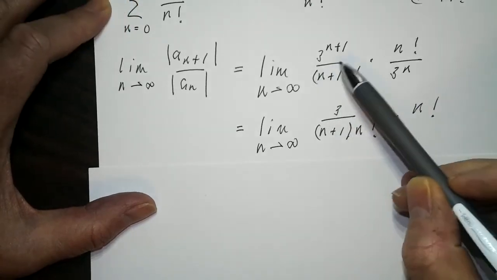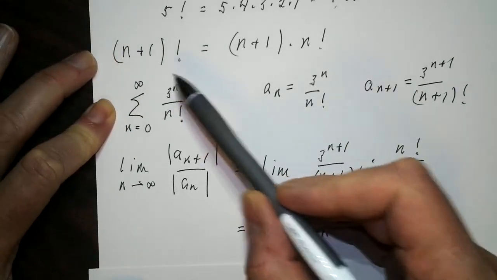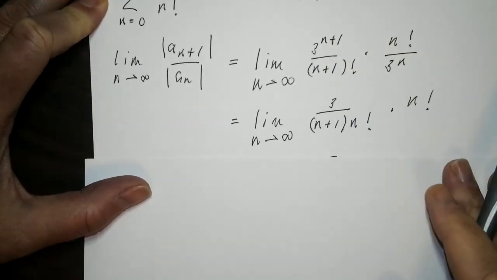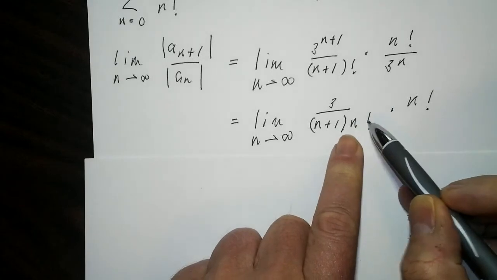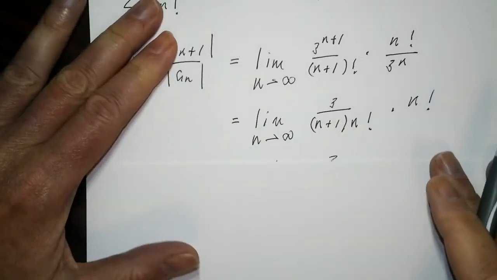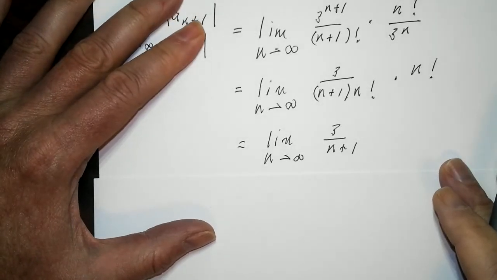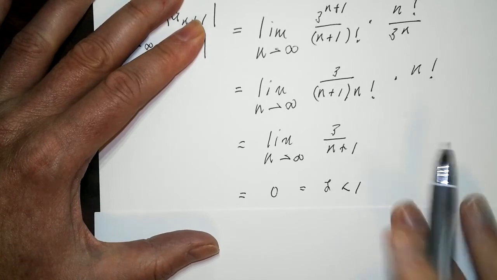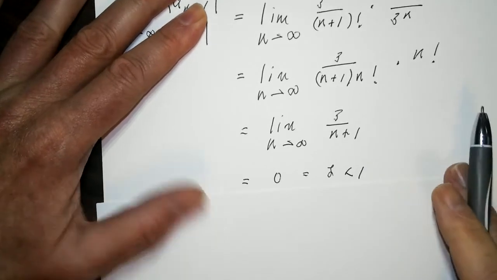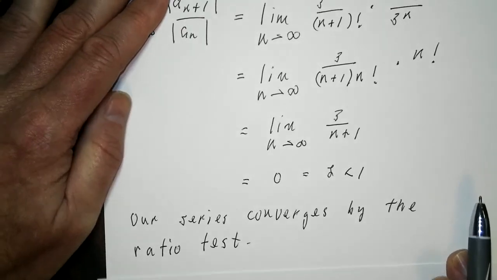Now we also know that n plus 1 factorial is the same as n plus 1 times n factorial. So all of this n factorial is going to cancel with all of that n factorial, so I'll have the limit as n goes to infinity of 3 over n plus 1. And that limit is obviously 0, which is our L value, which is less than 1. So our series converges by the ratio test in this example.